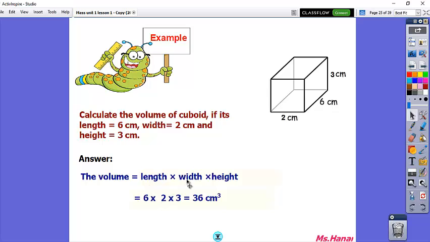Okay, width here equals 2 centimeter. So write 2 instead of width. And finally 3 instead of height. So volume equals 6 times 2 times 3 equals 36 cubic centimeter. Please don't forget this unit, cubic centimeter. Okay?